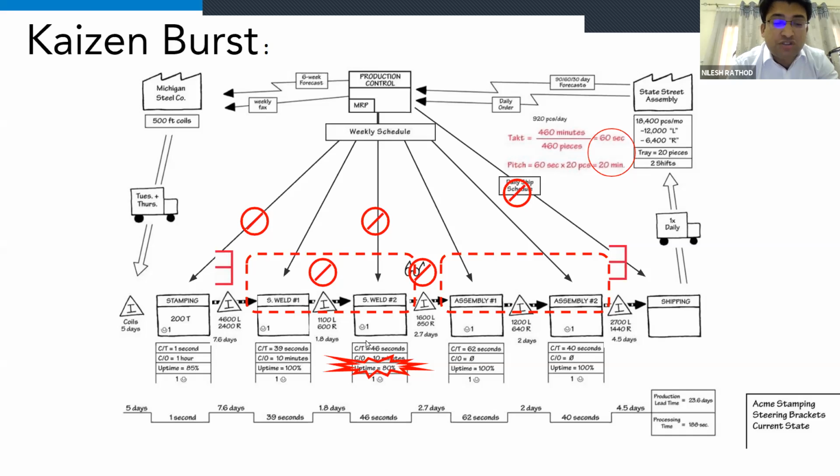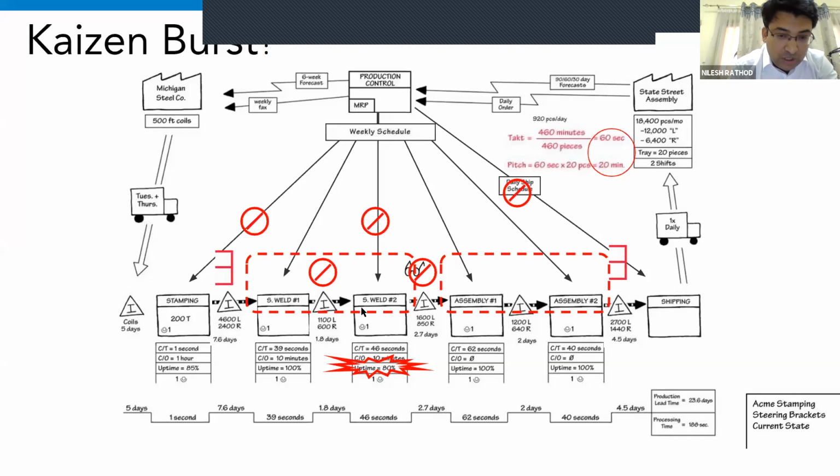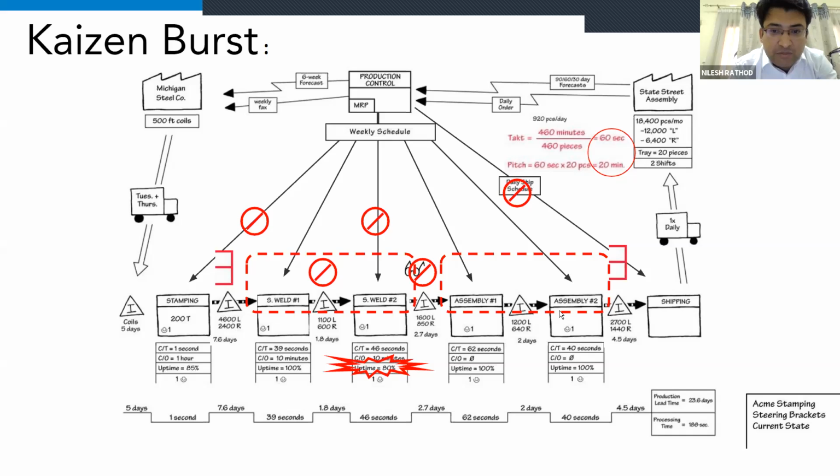So what are these possible improvements we can see here in this current Acme stamping manufacturing setup? Number one, I can see there are two workstations, spot weld 1 and spot weld 2. Can I optimize because of the similar nature of work? Yes, I can do that. Assembly 1 and assembly 2 are two different workstations. Can I optimize that into one workstation? Yes, I can do that.